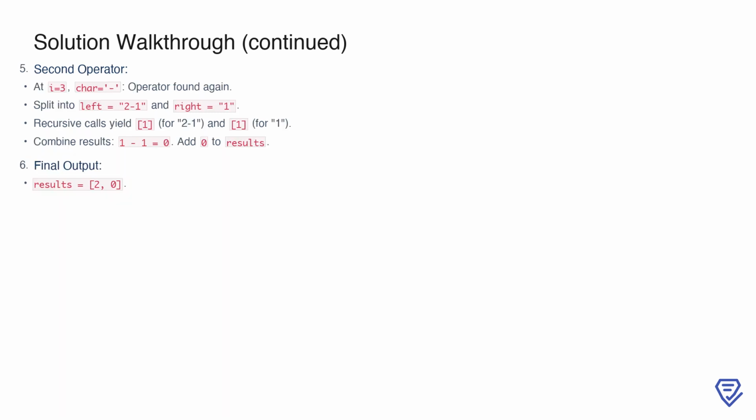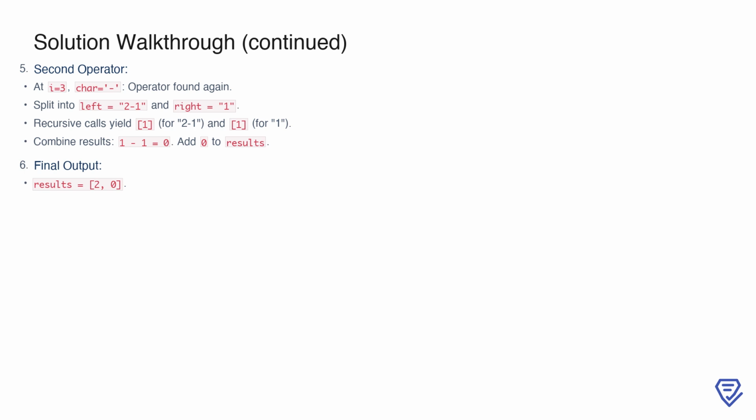Continuing with the expression, we encounter the second dash operator at index 3. This splits the expression into 2-1 as the left subexpression and 1 as the right subexpression. Recursive calls are made for each part. For 2-1, a similar process is followed where the function identifies the dash operator, splits it into 2 and 1, and processes both through recursive calls.